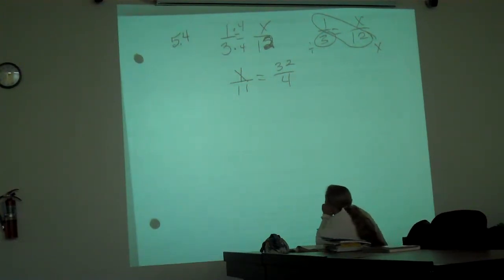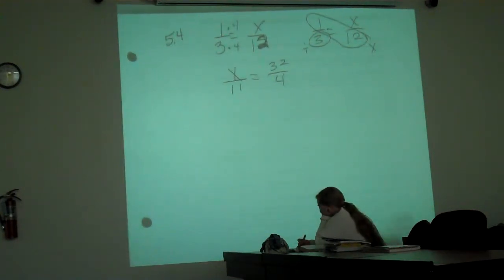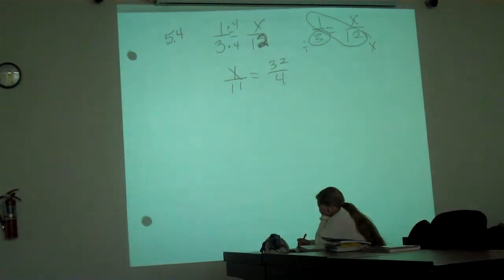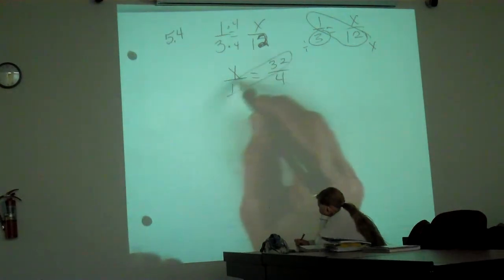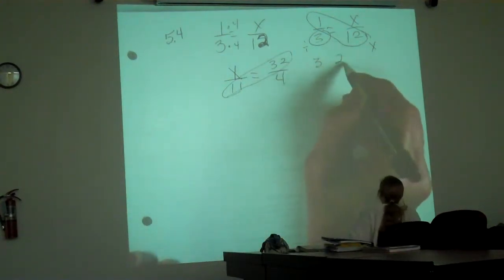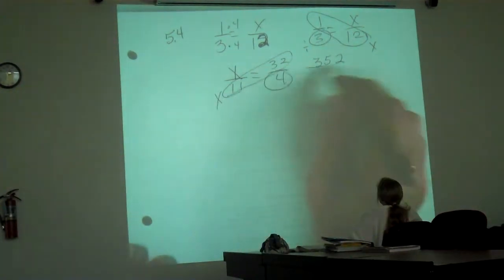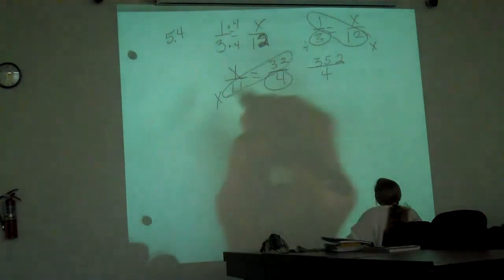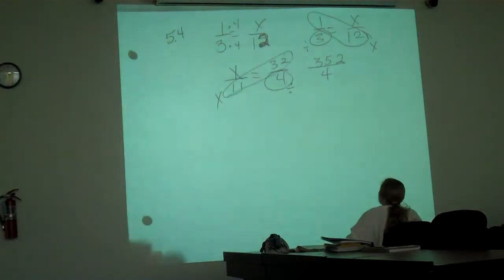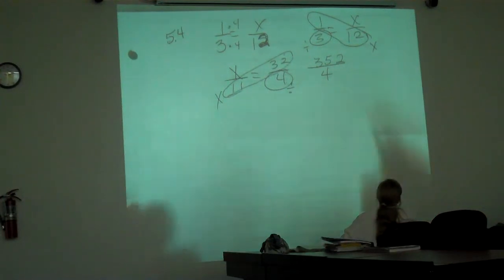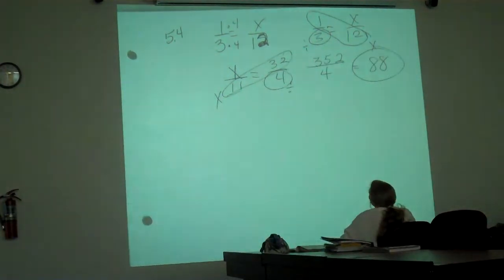Okay, x over 11 equals 32 over 4. You can't do that just by 4 times something is 11, can you? Okay, so let's multiply 11 times 32 is 352, right? And then we multiply those two and divide that by 4. Multiply those, divide by this one. Right. So what's 352 divided by 4? 88. There you go.